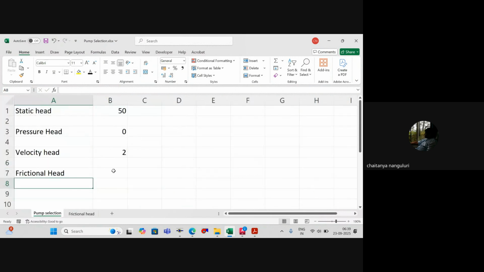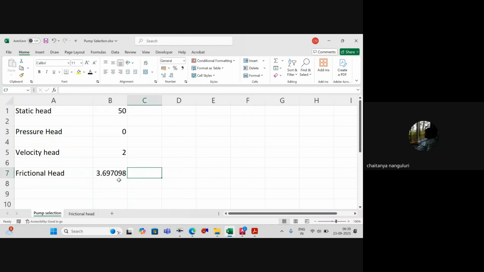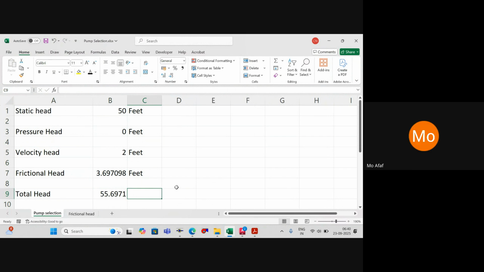Here in this pump selection, I'll link it from this one to this one over here. Everything is in feet anyway. Now your total head is the summation of all these heads. I'm not taking a factor of safety here. Practically, we take some 10% as a factor of safety. Am I clear?